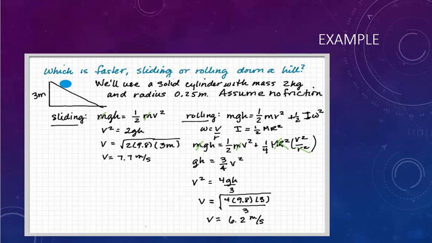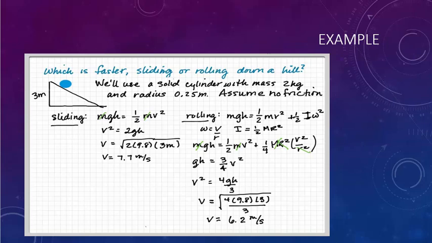If you take that it's going down the hill while rolling, then you get the potential energy at the top, plus the translational kinetic, plus the rotational kinetic energy. You plug in the appropriate pieces, you get to cancel some things out. That's always nice. Clean up your equation a little bit. And if you work through the math, you end up with the velocity of 6.2 meters per second, a little bit slower. So it's actually faster to slide down a hill than roll down a hill.